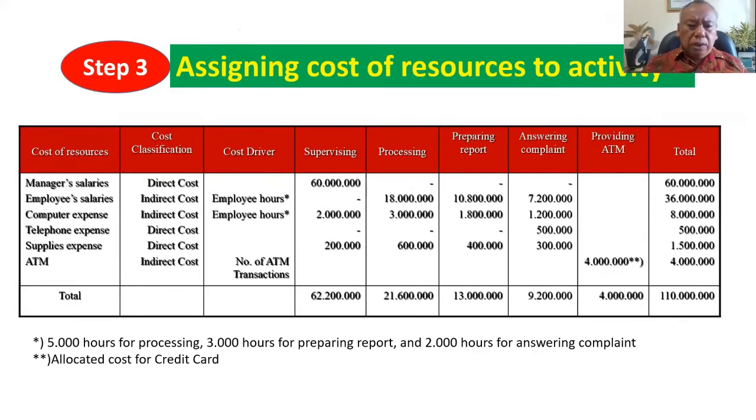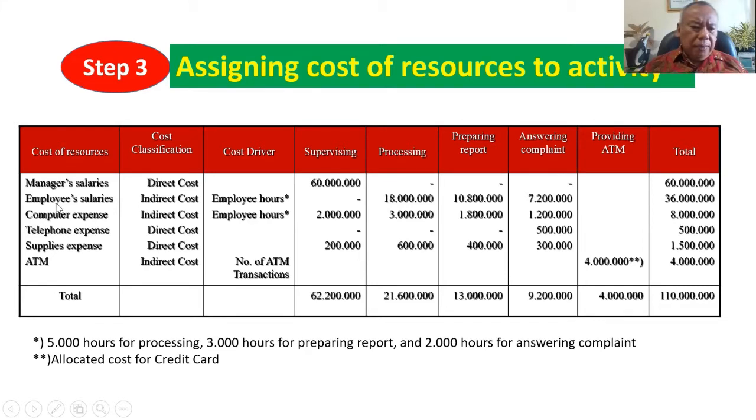So how can we assign the cost of resources to activity? We have resources, cost of resources here, the manager's salaries. We classify it as a direct cost because the manager only performs the supervising activity. So actually the total manager salary is 60 million, and we assign it directly to the activity of supervision.